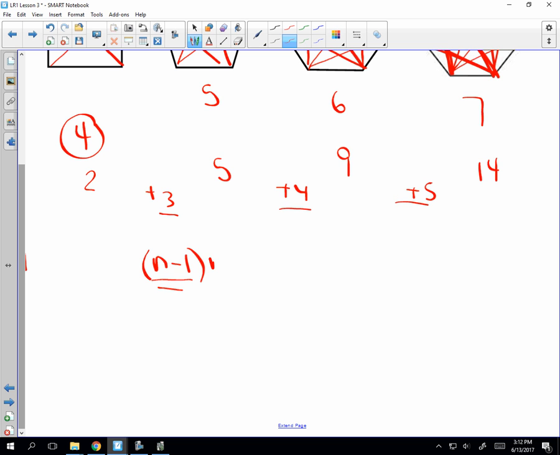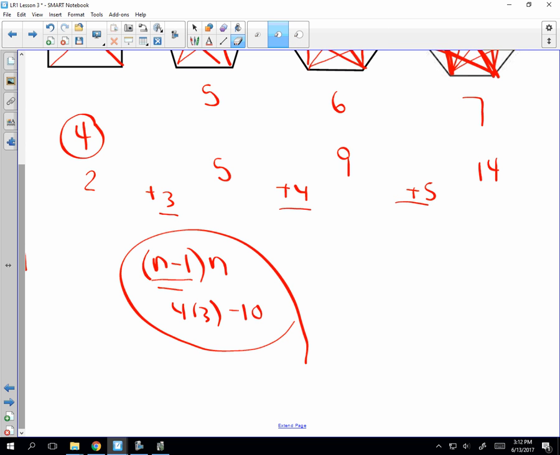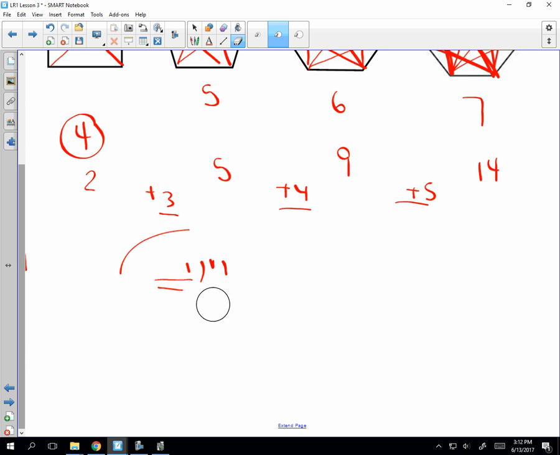We can try some n minus 1 times n. So now we've got 4 times 3 is 12, but we have to get it down to a 2, so we have to subtract 10. We can see if that would work with the 5. So 5 times 4 is 20. 20 minus 10 doesn't quite work there. So we could try to find the situation to make this work.